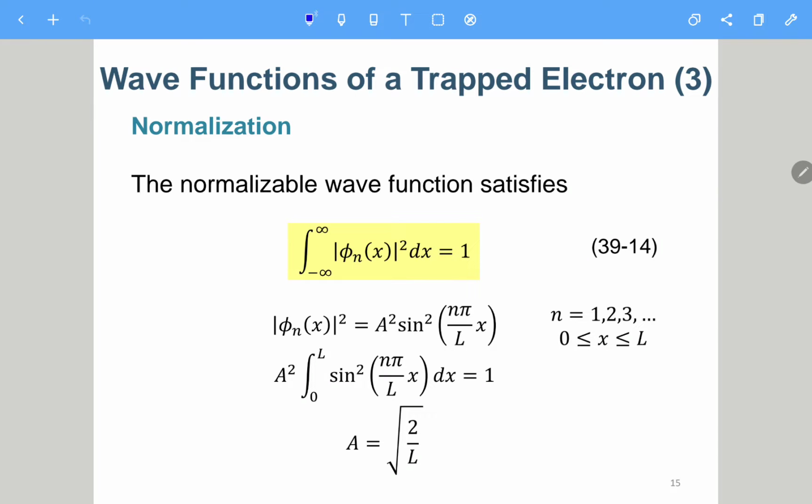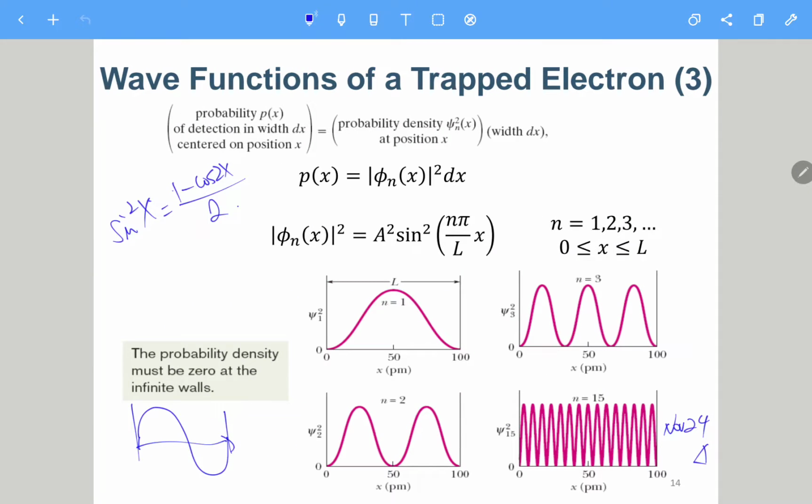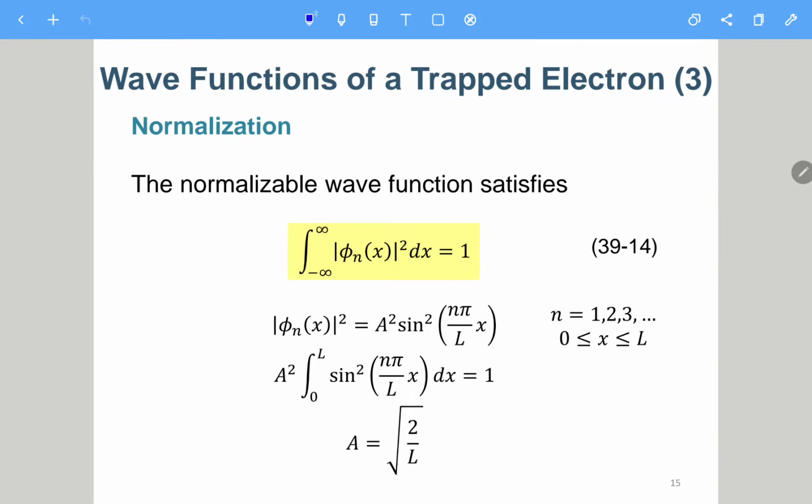Okay, let's continue. Last time we talked about the infinite potential well, and we have the wave function and the corresponding probability density function like this. Here it also mentioned the normalization. And as you know, this is the probability density function.